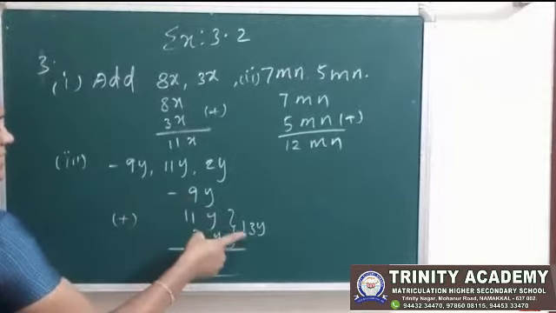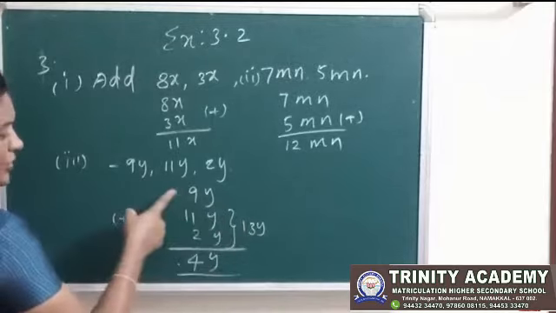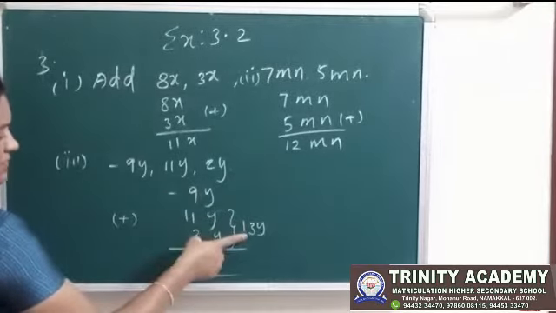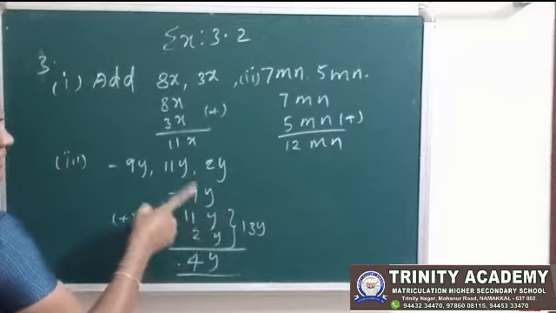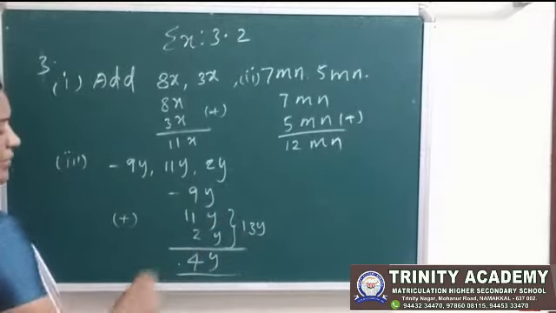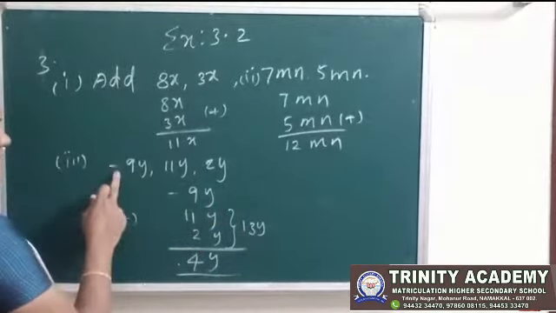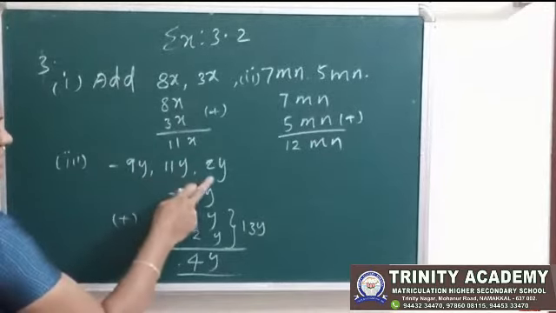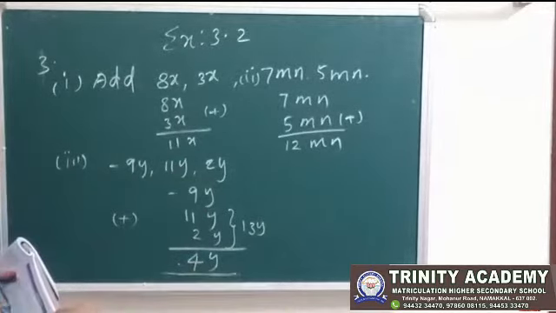See here the signs are different, so we subtract these two expressions. So 13 minus 9, 4. This y you write as it is. So the answer of minus 9y plus 11y plus 2y is 4y.